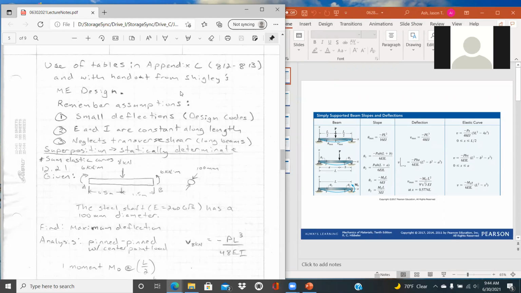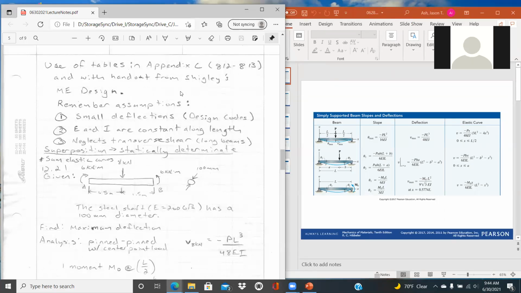And so this next example problem will again just be an example in making use of the tables to solve problems so that we don't have to go through that full integration process. And so we'll see what we have here.